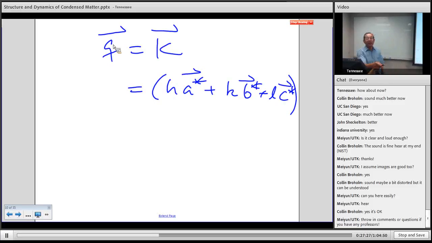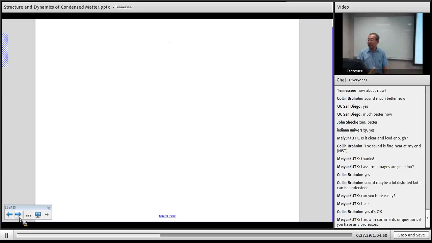Now, let's go one step further and think about the case where complexity comes in. And let's consider the case of the so-called Peierls transition.